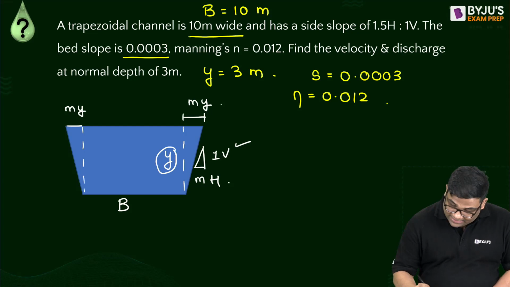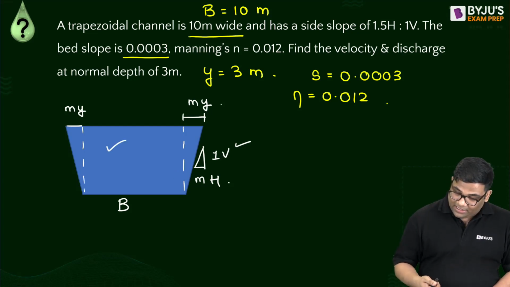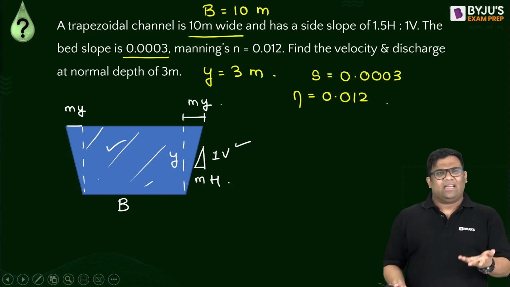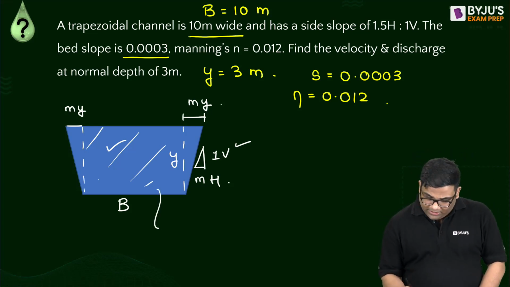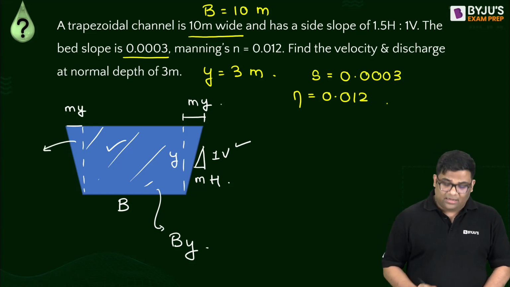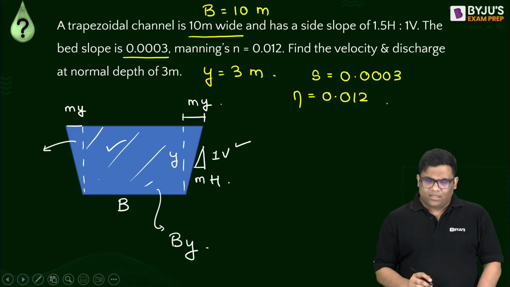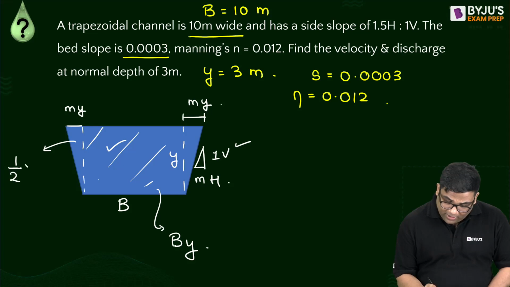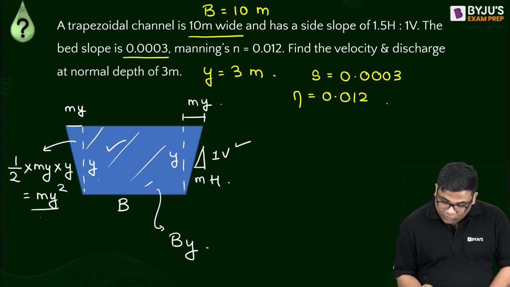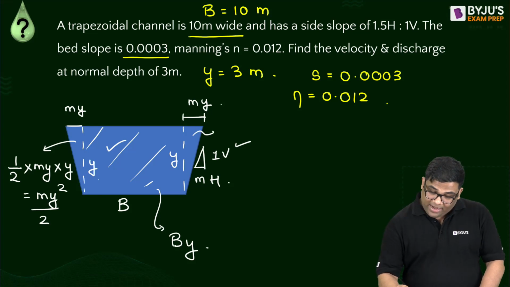So if I want to find out the area of this trapezoid, you can see centrally you are getting a rectangle, right? And what is the area of this rectangle? It's a rectangle, so width into depth, so b into y. Now this is a right angle triangle, so half base into height. Base is m into y, and height is y, so m y square by 2. Similarly, this triangle will also have m y square by 2.